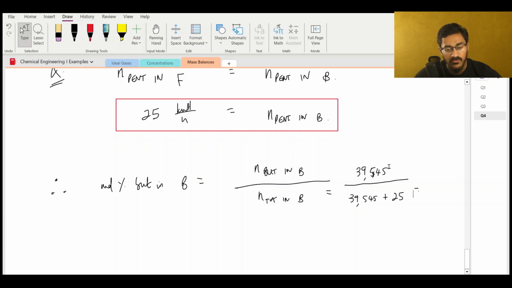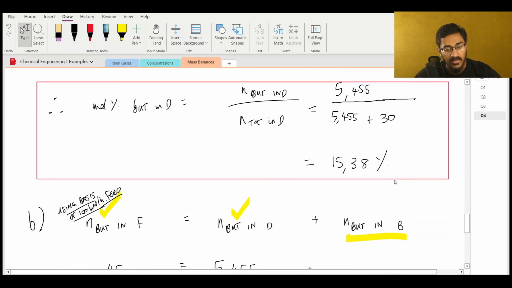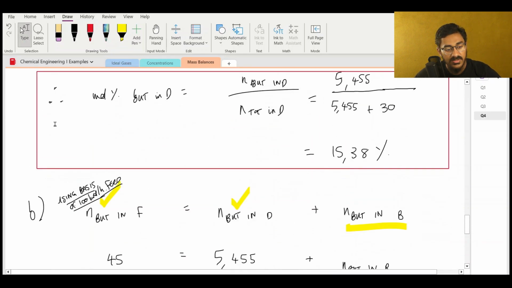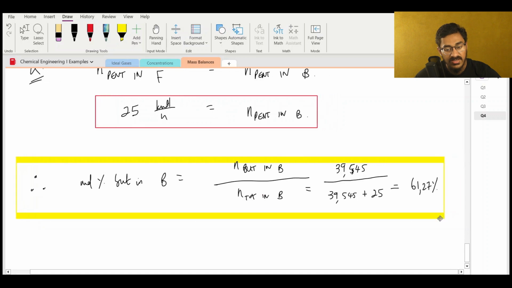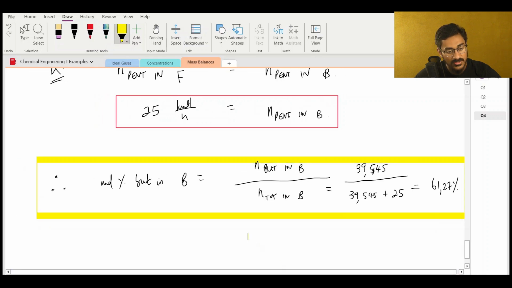If you're still a bit confused about how I'm getting this, maybe have a look at the semester test 1 preparation course, where we spent a lot of time calculating mole fractions. But at this point, I'm assuming it's second nature to you. So if you calculate that, you get 61.27%. And that is your answer for part B. And as always, take pride in your answer, present it in a format that the examiner would appreciate. So I'm going to put it in a nice highlighted yellow box.